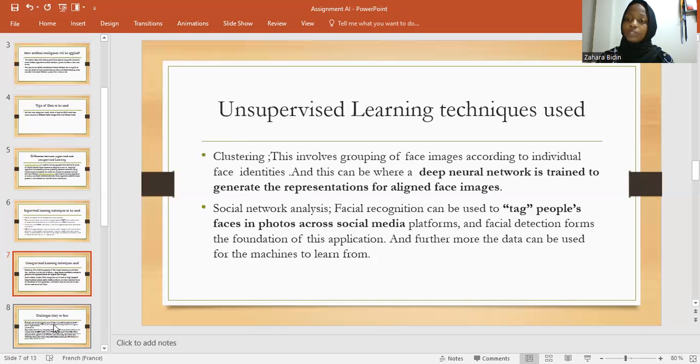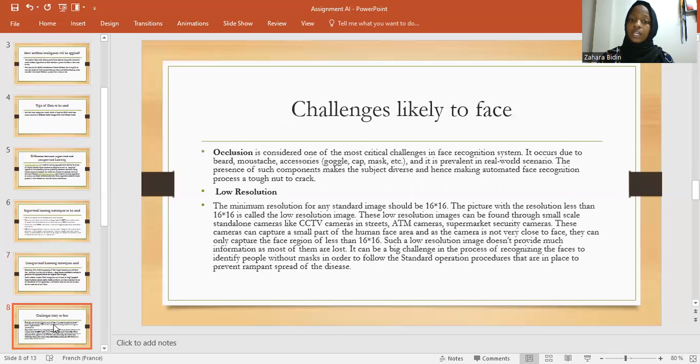Check out the people who are putting on masks and those who are not putting on masks, and that the data collected can be used for the machine to learn. The challenges that I'm likely to face: occlusion is considered one of the most critical challenges in face recognition.